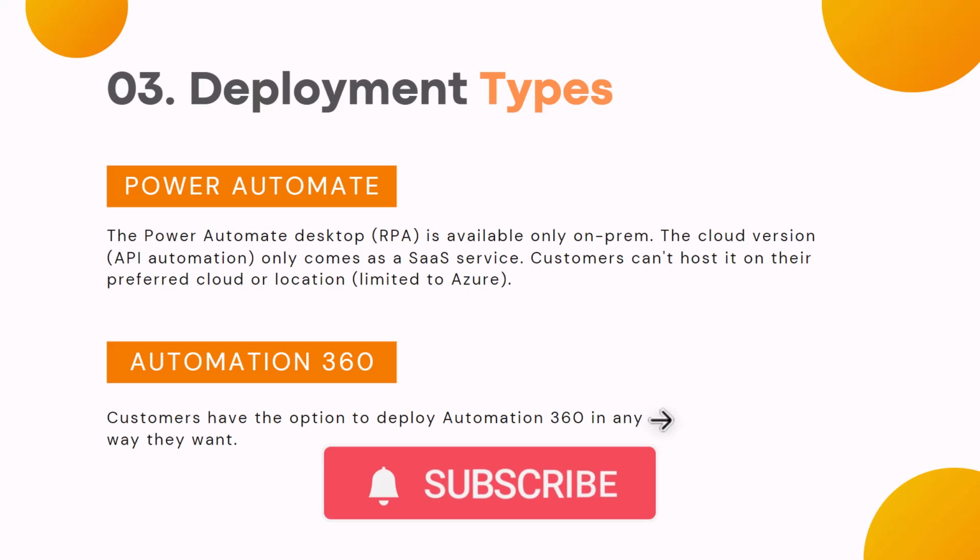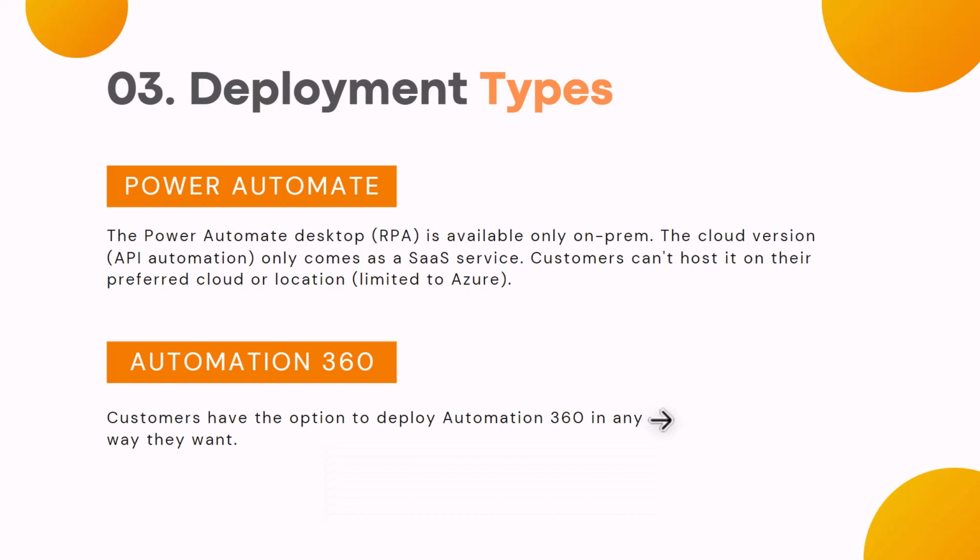Comparing the deployment types: on-prem, cloud and hybrid deployment. In Automation 360, customers have the option to deploy the Automation 360 solution in any way they want, whether on-prem, cloud or hybrid. Whereas Power Automate Desktop is only available on-prem. The cloud version only comes as a SaaS service. Customers can't host it on their preferred cloud location. Again, it's limited to Azure.